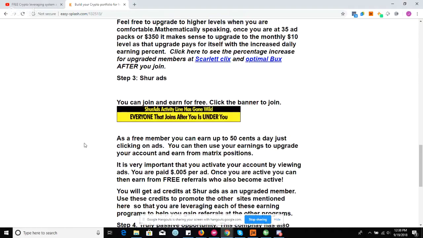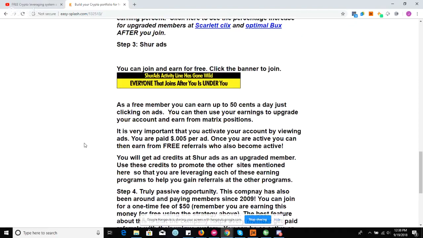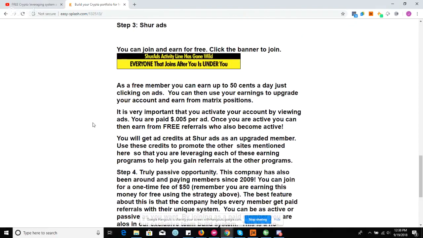But I do like Sure Ads, especially for this free, because you can start for free and you can earn for free. And it's something that you can also, in the future, decide to upgrade to other levels of packages.